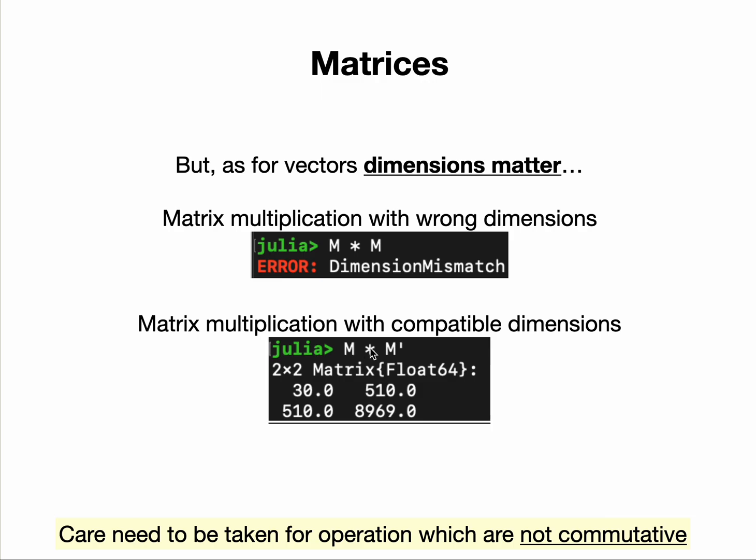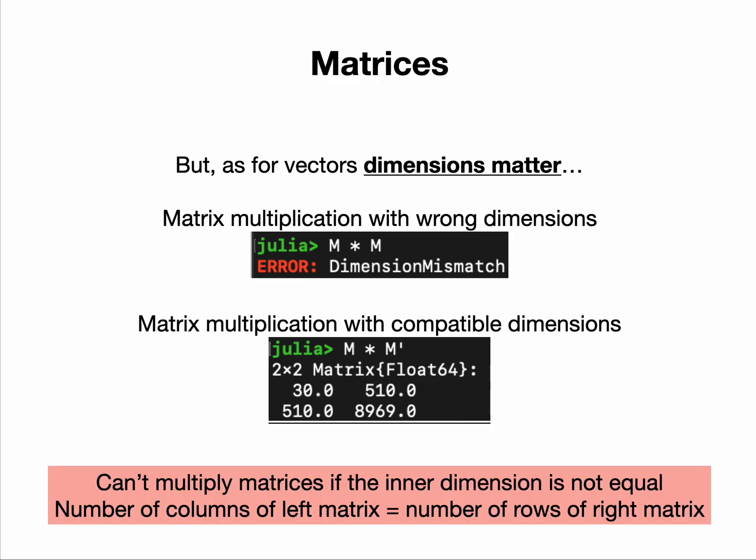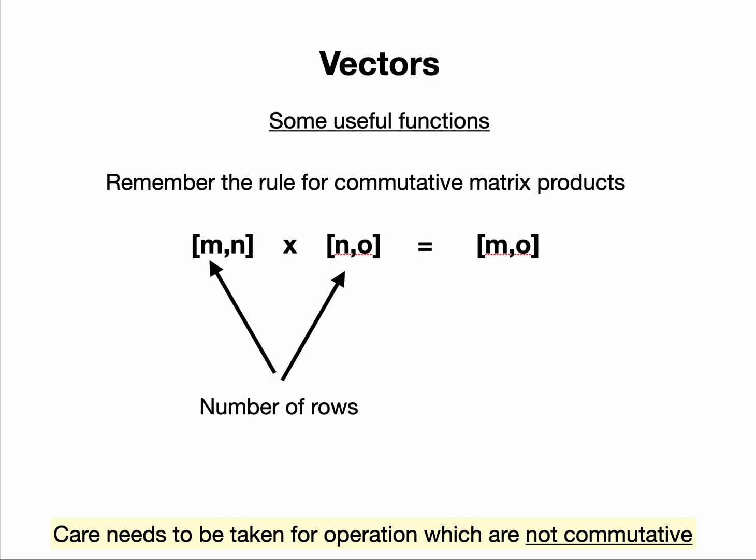However, if you try M multiplied by M transpose, then everything will work. So care needs to be taken because these linear algebra operations are not commutative. So you cannot multiply a matrix if the inner dimension is not equal to the number of columns of the left matrix. Remember this. This rule is very important.